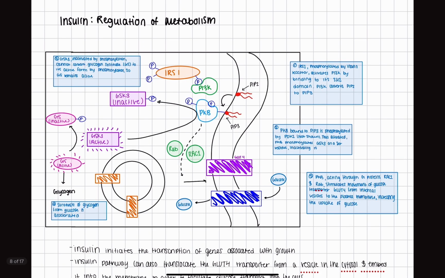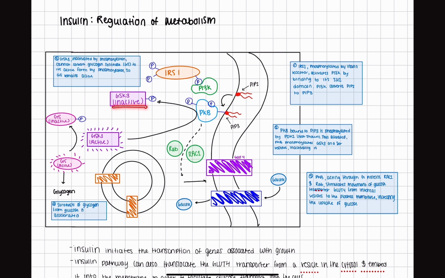Now, these phosphoryl groups are going to bind to the SH2 domain of the PI3K protein, which is going to ultimately convert PIP2 to PIP3. PKB bound to PIP3 is phosphorylated by PDK1, which is not shown in this diagram. Thus, it's activated. Now, PKB phosphorylates GSK3, which is active when dephosphorylated. PKB will phosphorylate GSK3 on a serine residue, causing it to be inactive.